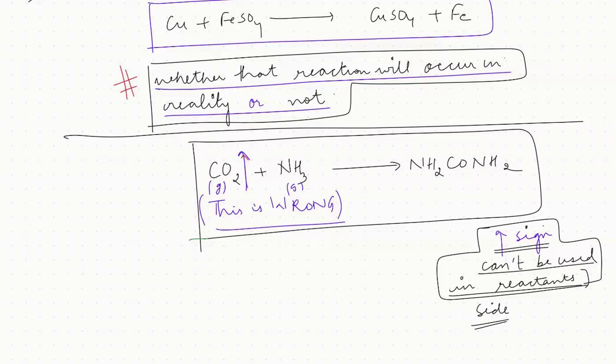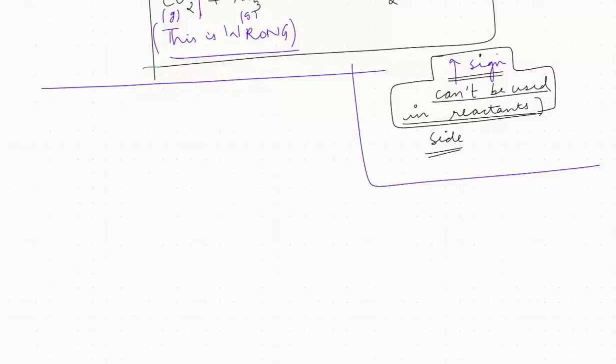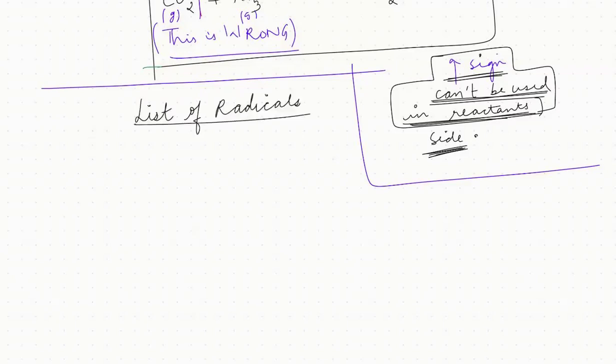So we would have an upward sign which can't be used in the reactant side. That's one very important point. Now the point is, to make a particular equation, you should know a list of radicals. Okay, write it down. You should know a list of radicals.